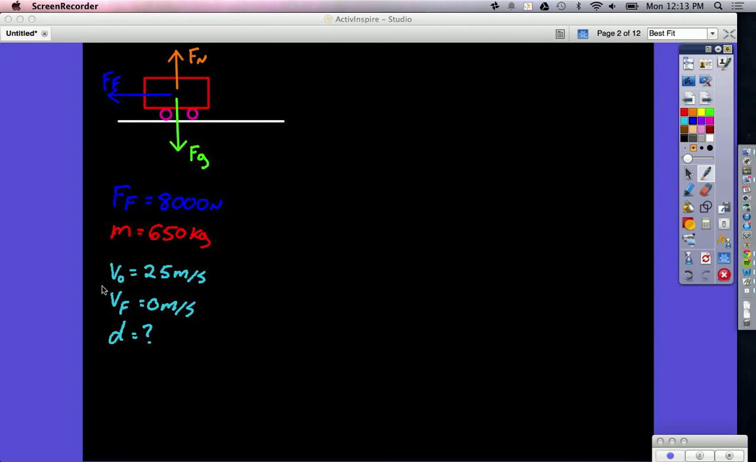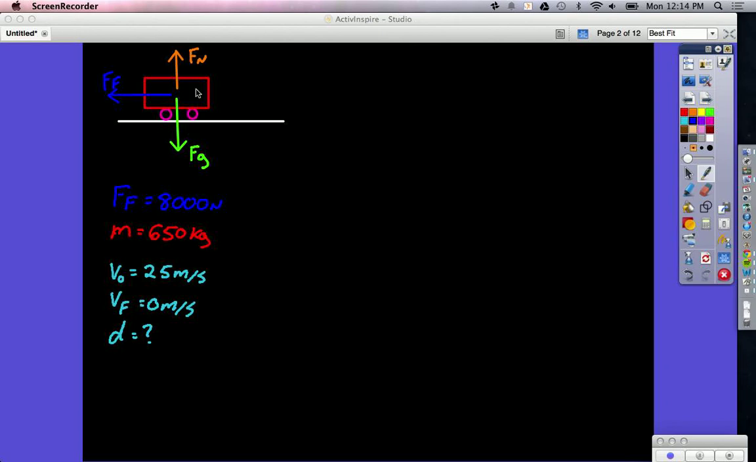But we don't have enough numbers to just go right to kinematics. We need 3 numbers in order to solve kinematics problems, and we only have 2. So we're going to find our third number by finding acceleration using Newton's second law, which is all the forces add up to equal ma.